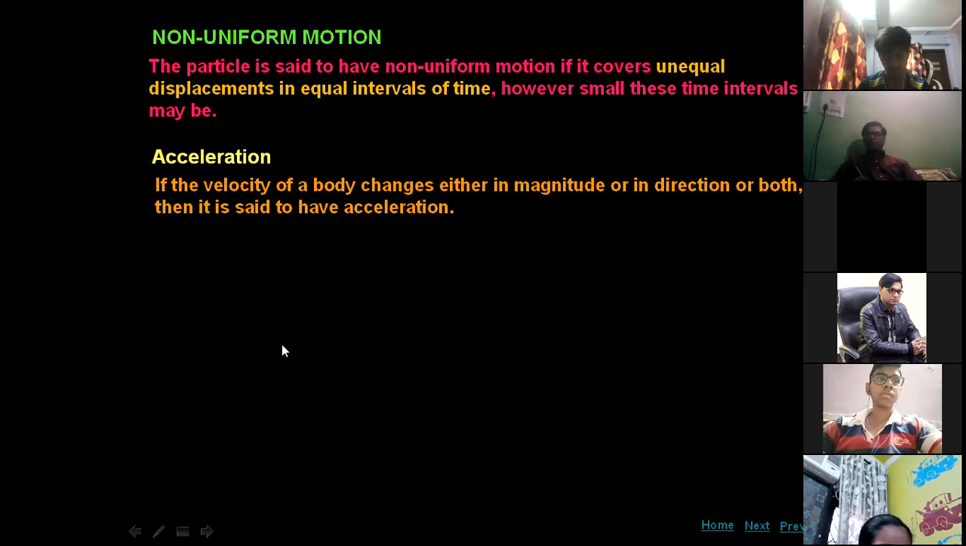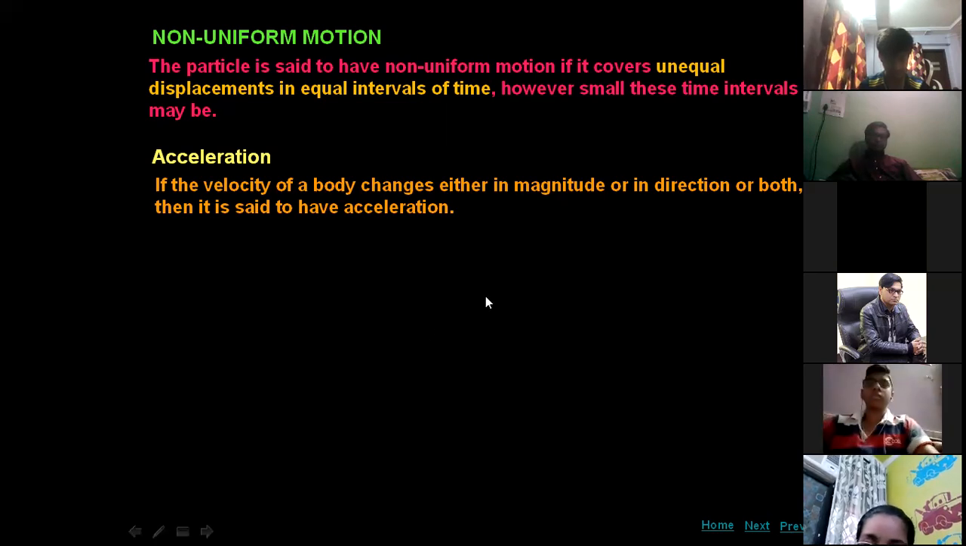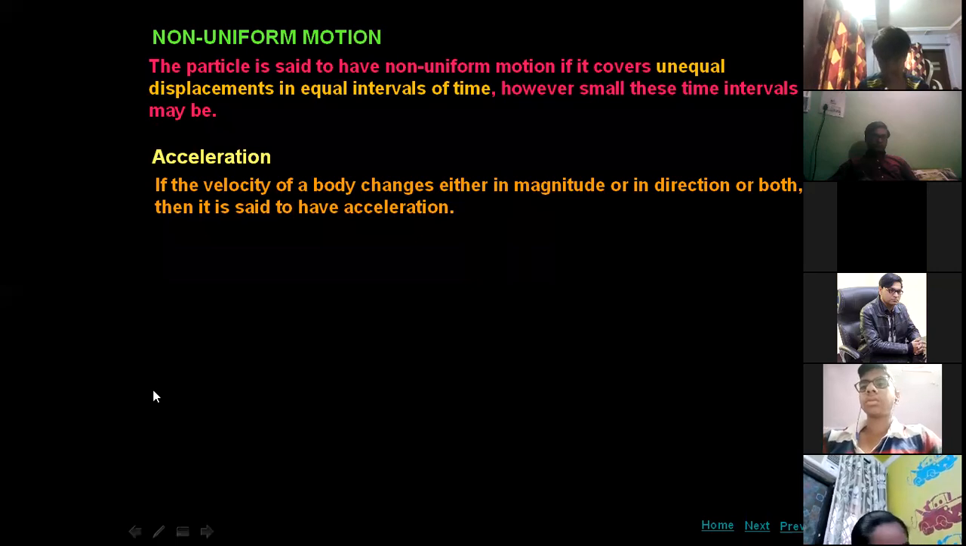So if the velocity of a body changes either in magnitude or in direction or both, then it is said to have acceleration. So velocity can change in terms of direction, in terms of magnitude, or in terms of both. Note it.